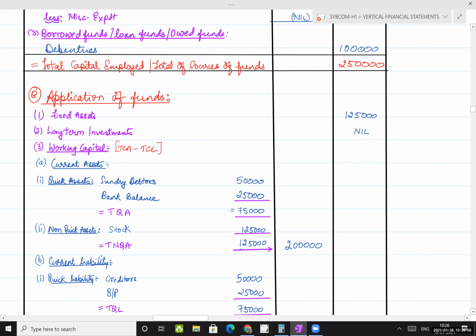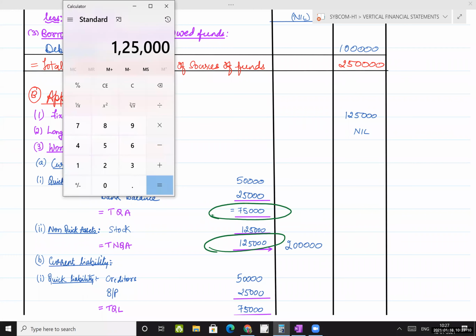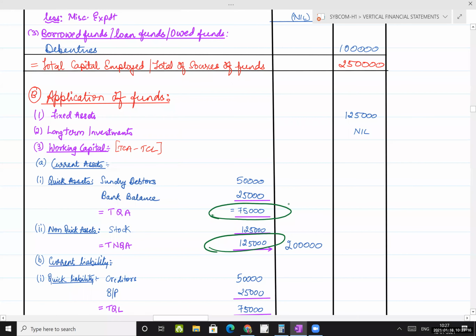Okay. Then quick plus non-quick is how much? Current assets. So total of quick asset is 75,000 and total of non-quick is 1,25,000. So 1,25,000 plus 75,000 is how much? 2 lakhs. Okay. So दोनों का total इधर लिखना. This 2 lakhs is your total current assets.